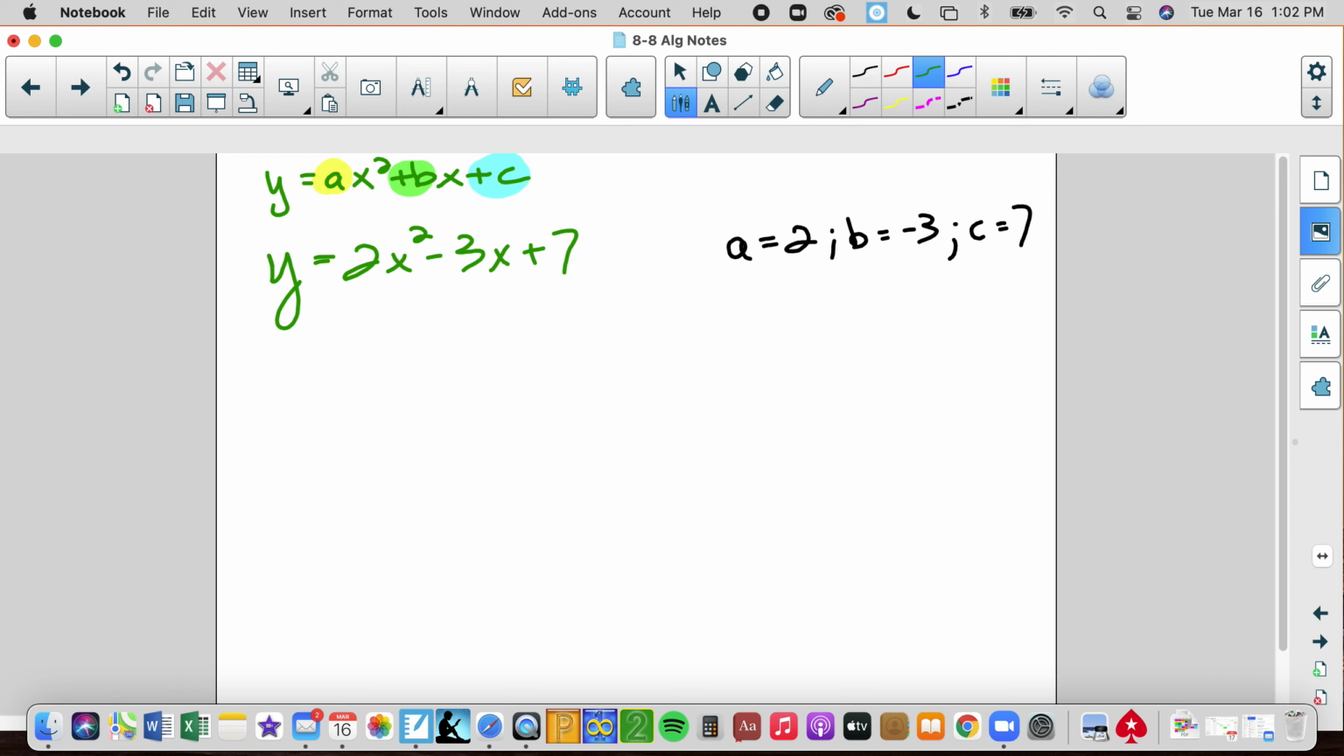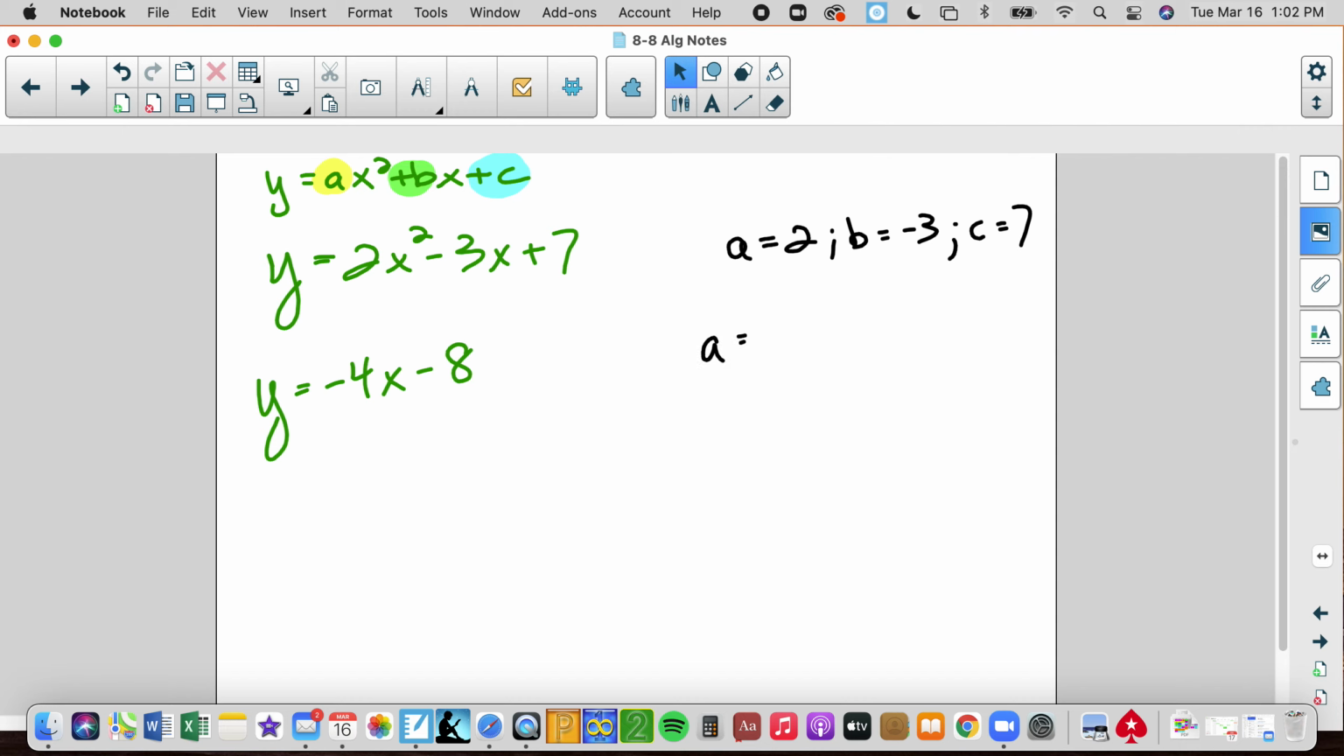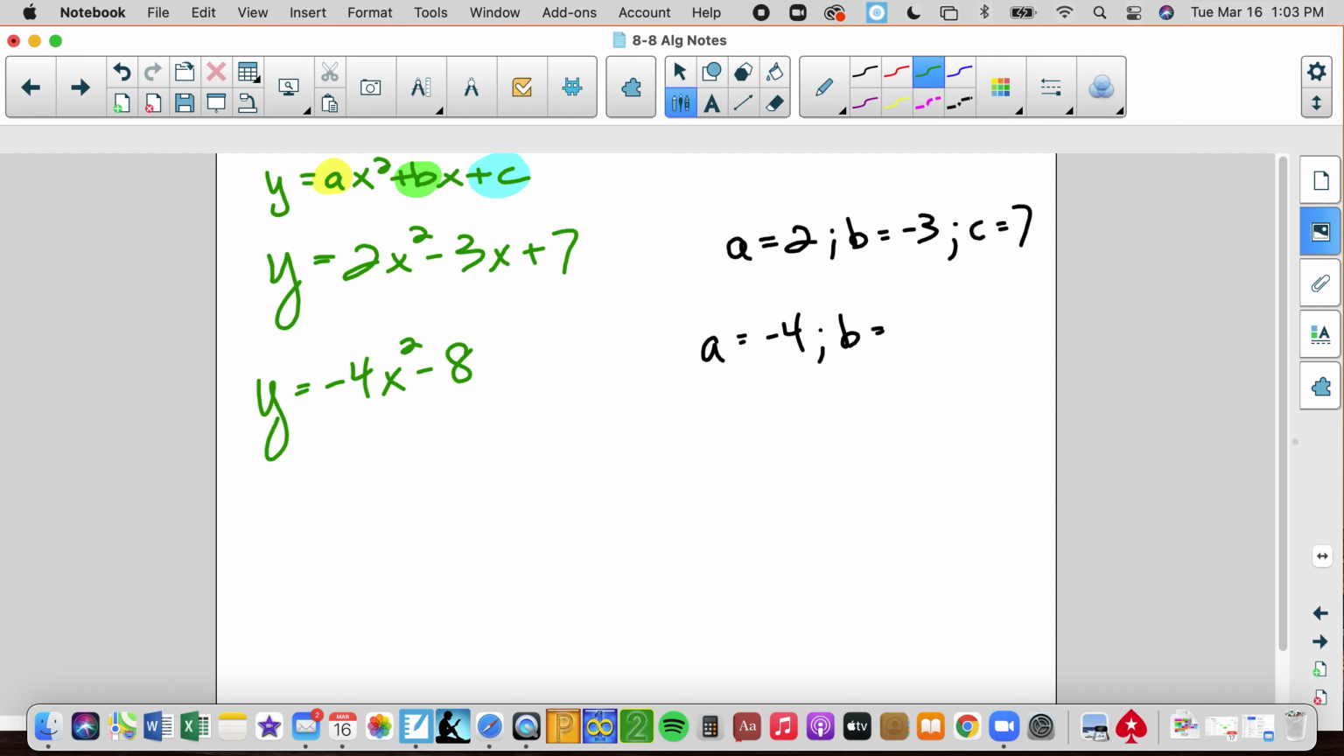Good. What if I give you this equation? y equals -4x minus 8. What would my a value be? My a value is -4. What's my b value? Remember, b is the coefficient of x. Sorry, Mr. Mac made a mistake. My a value is the coefficient of x squared. My b value is the coefficient of x. There is no x here. So what would my b value be? 0, yes. And then my c value is -8.